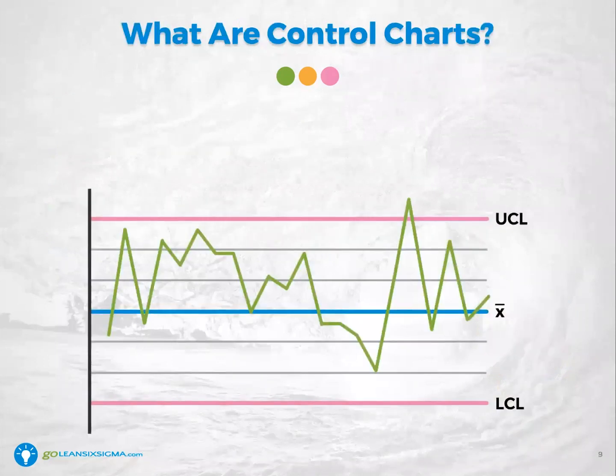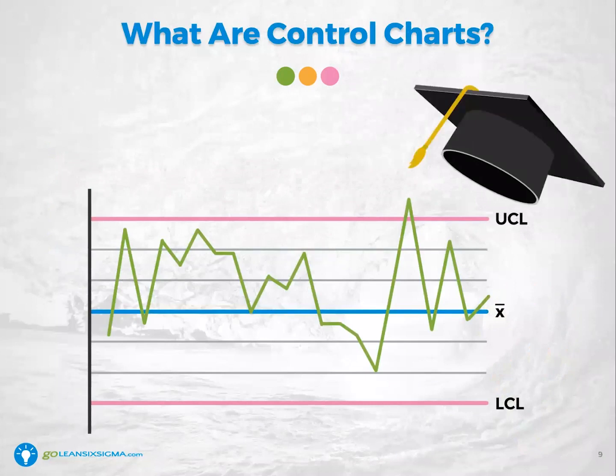So one way to think about control charts is that they are run charts and they went to college, right? Like run charts, they track data over time, but they provide a lot more information about your process. One difference is the addition of a center line, which may or may not be on a run chart. That's the blue line here with the label X bar, and that means average. The biggest differences are the pink lines that are labeled UCL and LCL, which stand for upper and lower control limits.